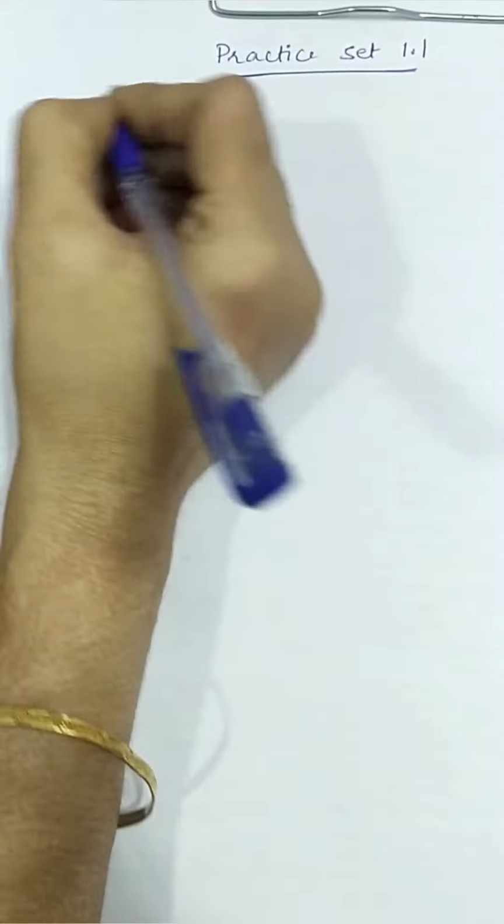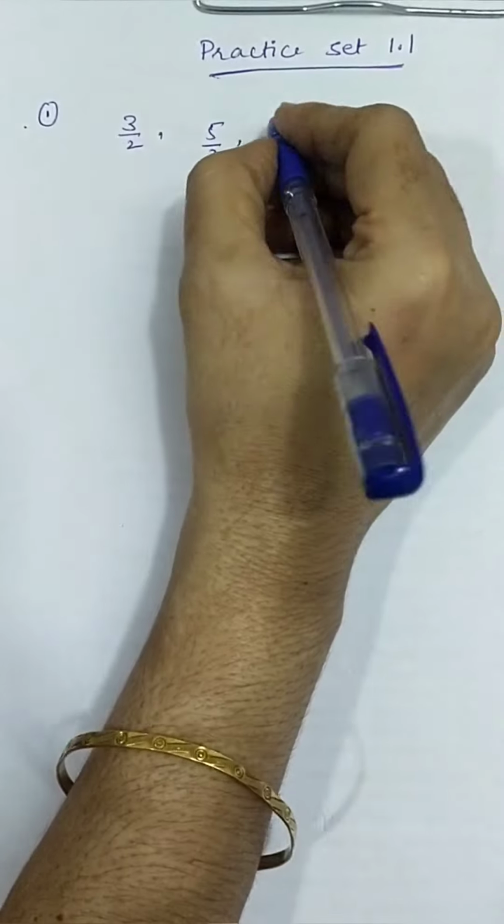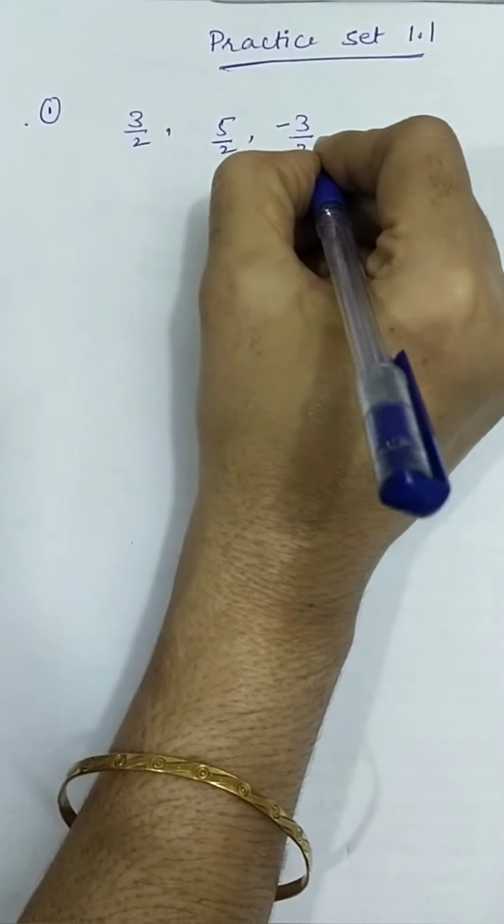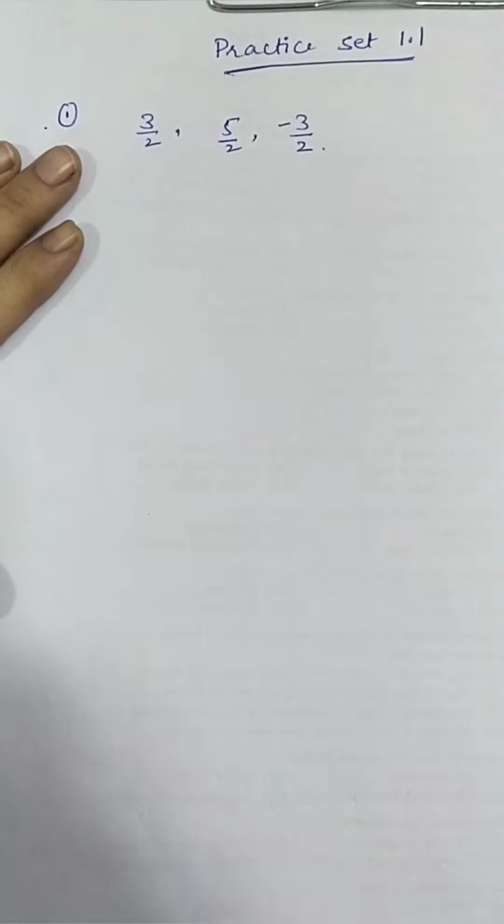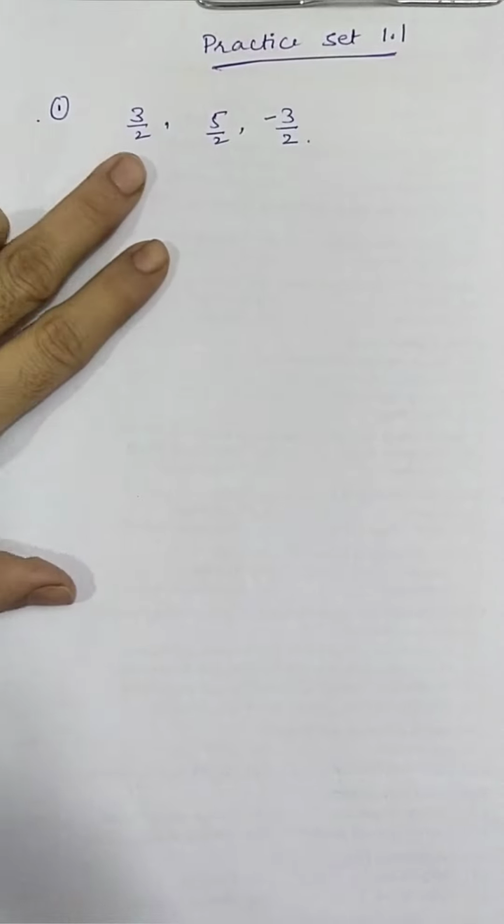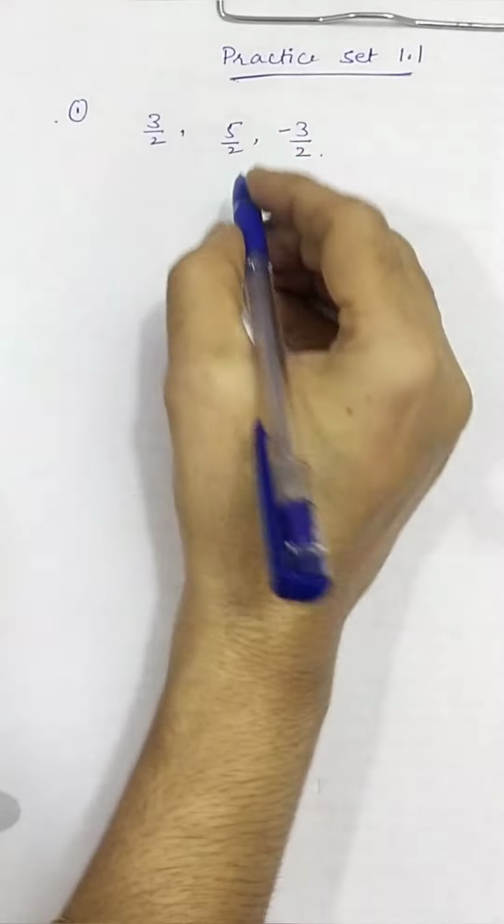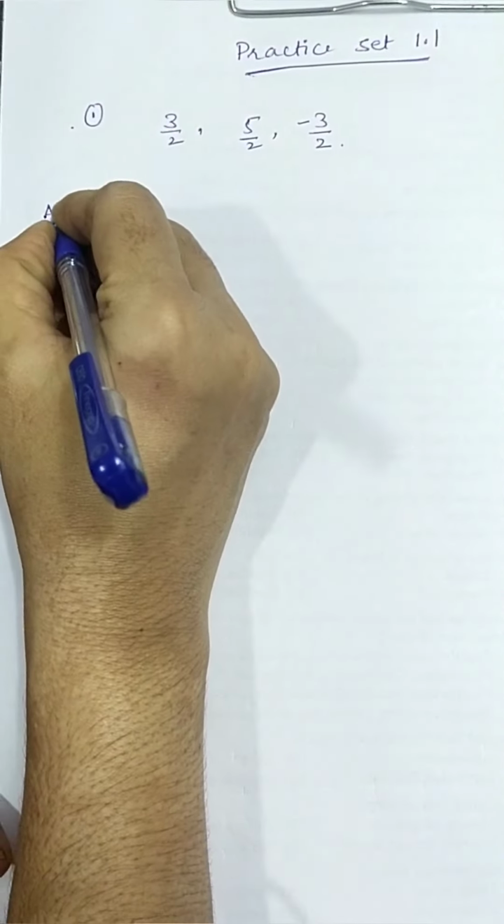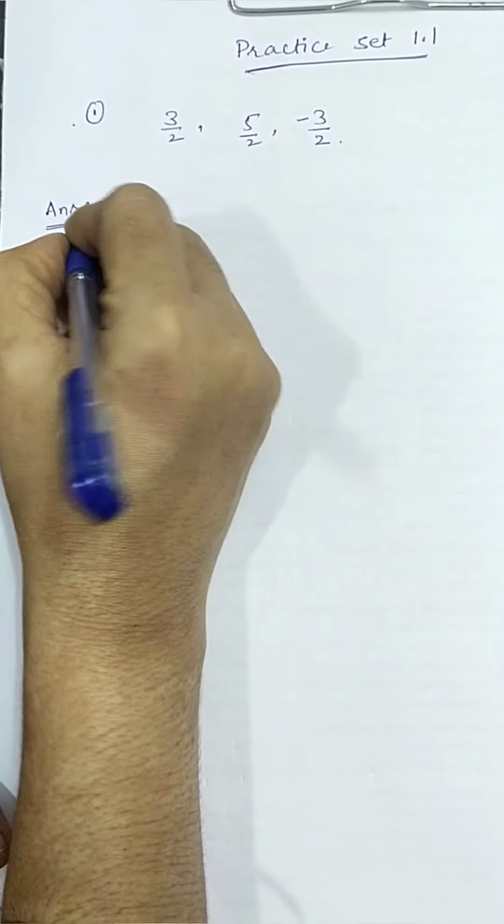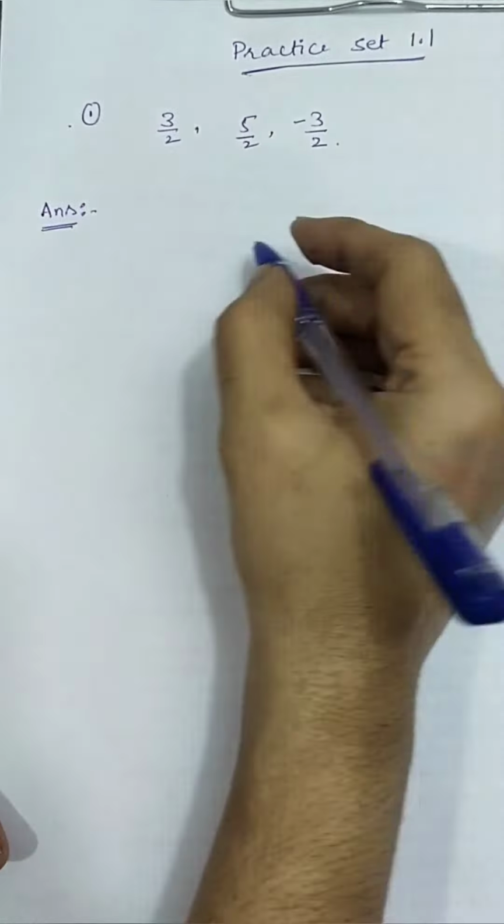3/2, 5/2, -3/2. So have you noticed one thing in this example? The denominators are all equal. The 2, 2, 2 is there. So we will draw the answer. First we need to draw a number line.